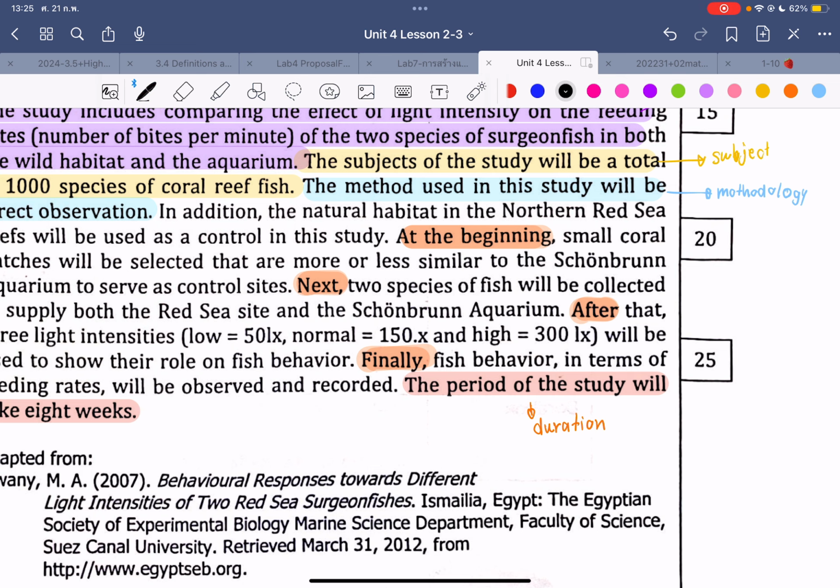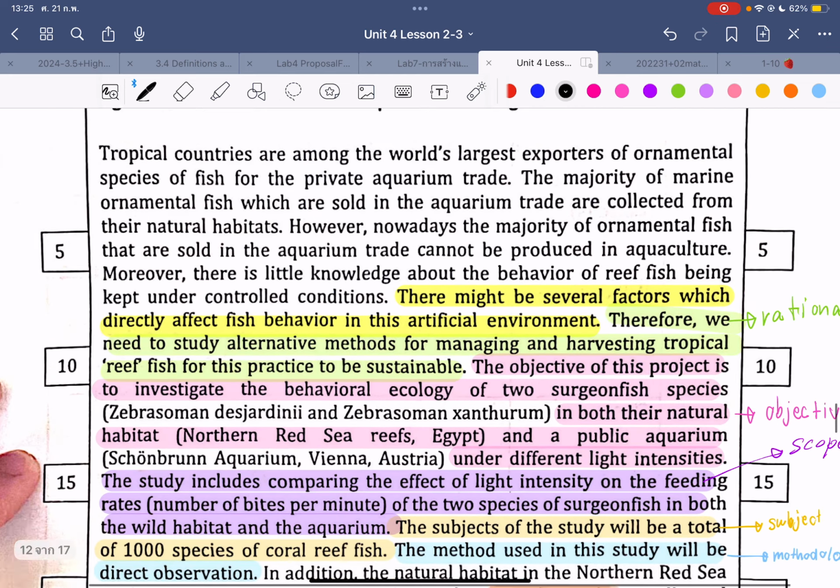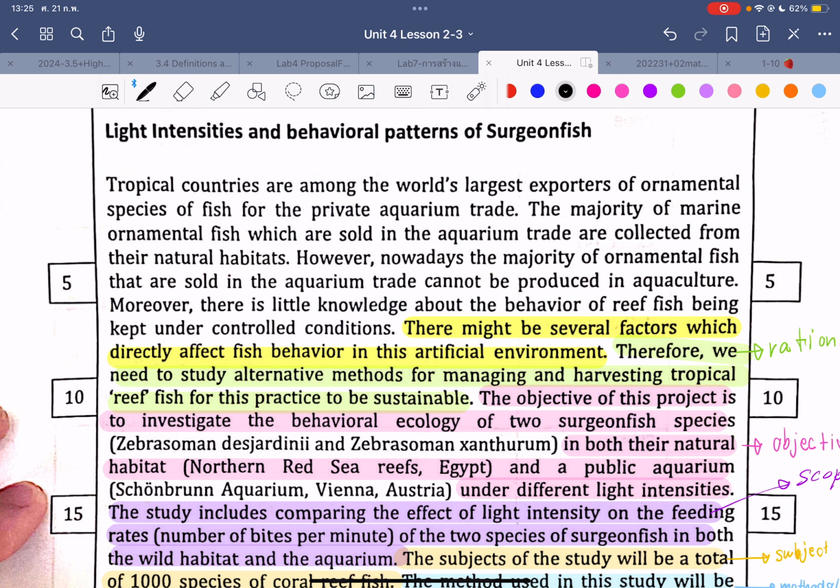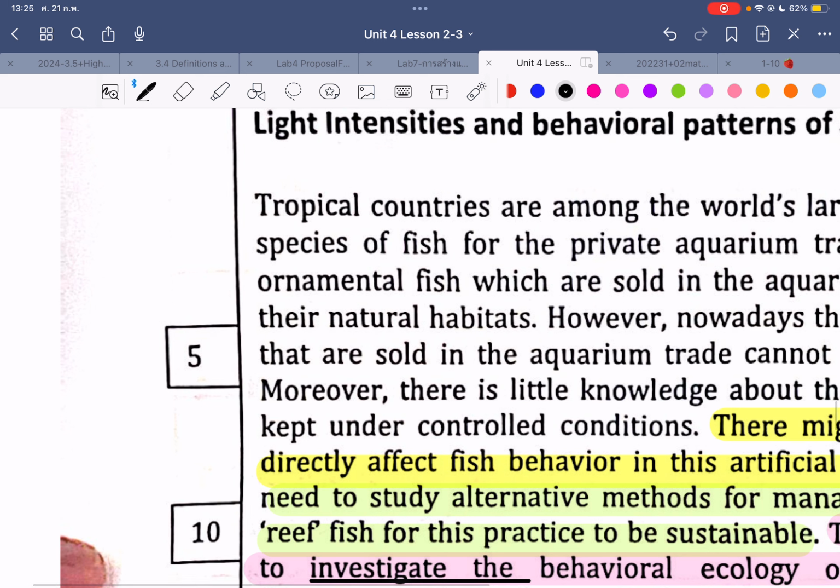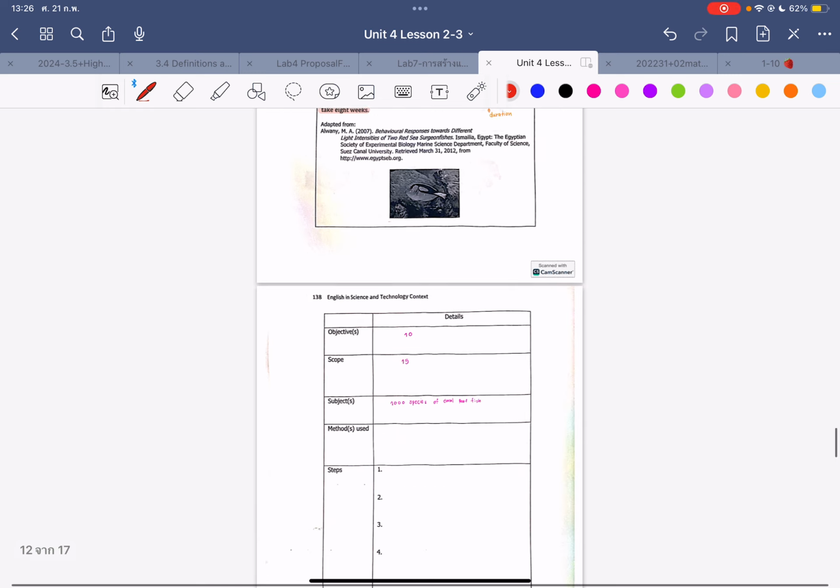So the background information you can find from line number 1 to line number 8, different background information. Right? Line number 8 to 10 is the rationale. Okay, objective 10 to 14, scope 15 to 17, and talking about the subjects in 17 to 18, and about the method, line number 18 to 19, and duration of research 26 to 27.